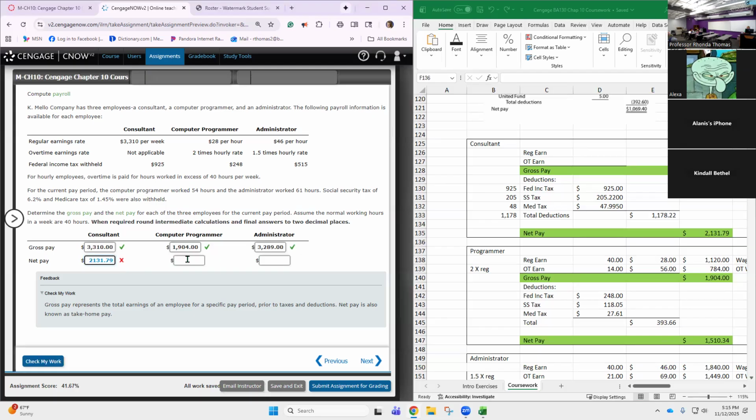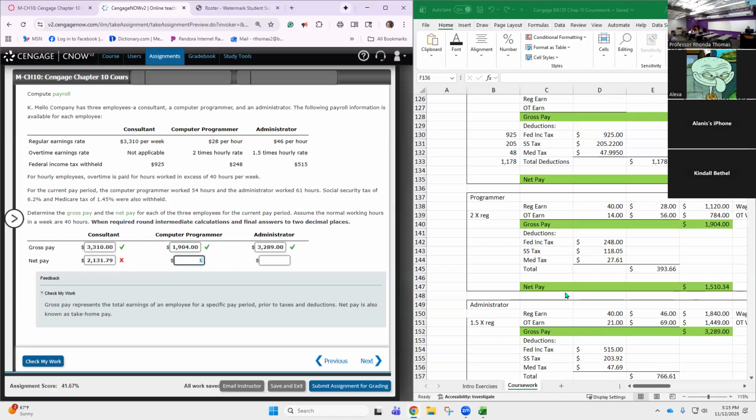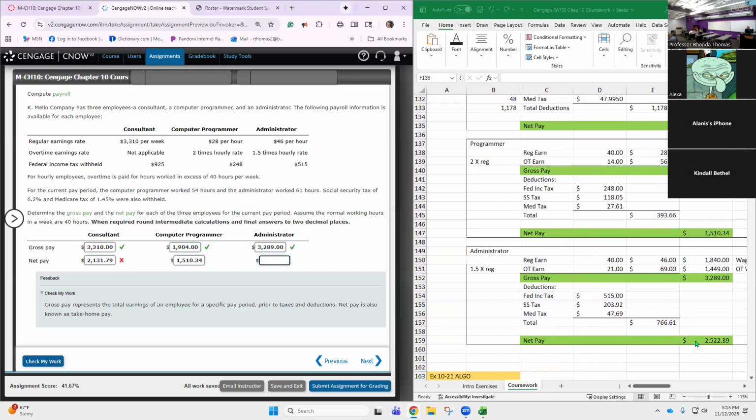2131.79. My next one is $1,510.34, and the third one is $2,522.39. Gosh darn it, I was hoping this would go real smooth, but it's not. Let's see if any of them are right. Well, the last 2 are okay.